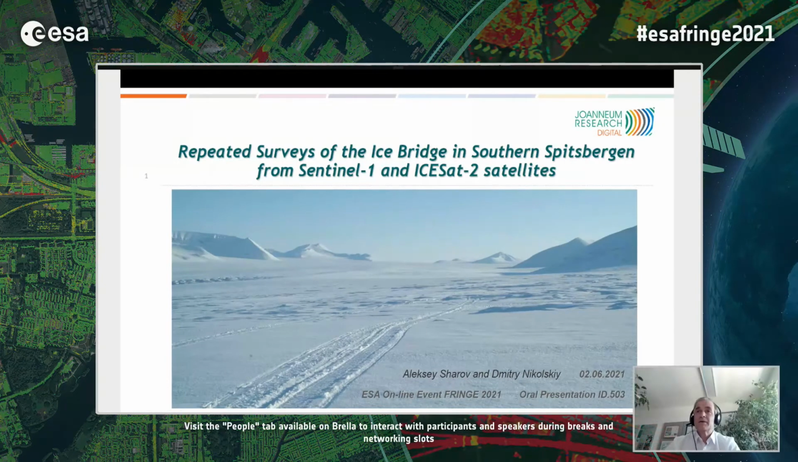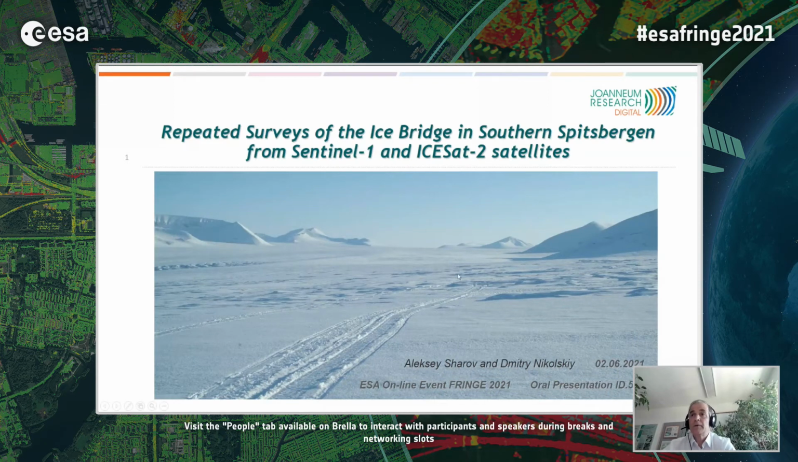Good morning. 15 years ago, we carried out geodetic field surveys and mapped surface changes in an ice bridge in southern Spitsbergen using satellite ERS interferometry and ICESat altimetry data. And at the ESA FRINGE workshop in 2005, we reported on unusually rapid subsidence and local vertical movements in the central part of this ice bridge and predicted its collapse by 2020.